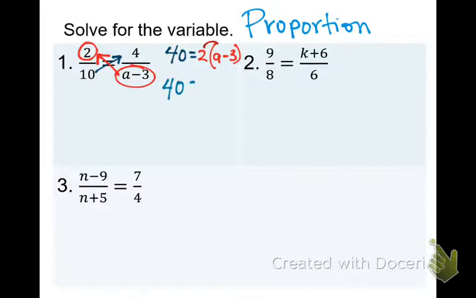So we'll get 2 times a, which is 2a. 2 times negative 3, which is negative 6. What do I do next? Add 6. So 46 equals 2a, so a equals 23.